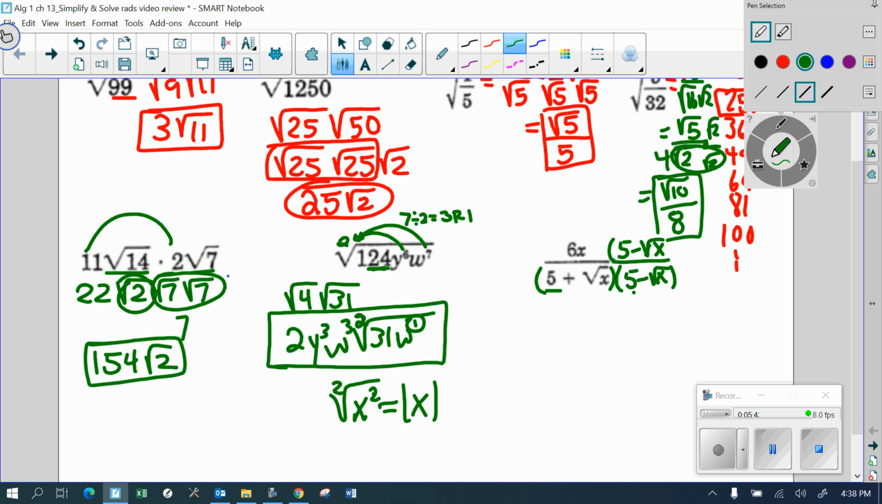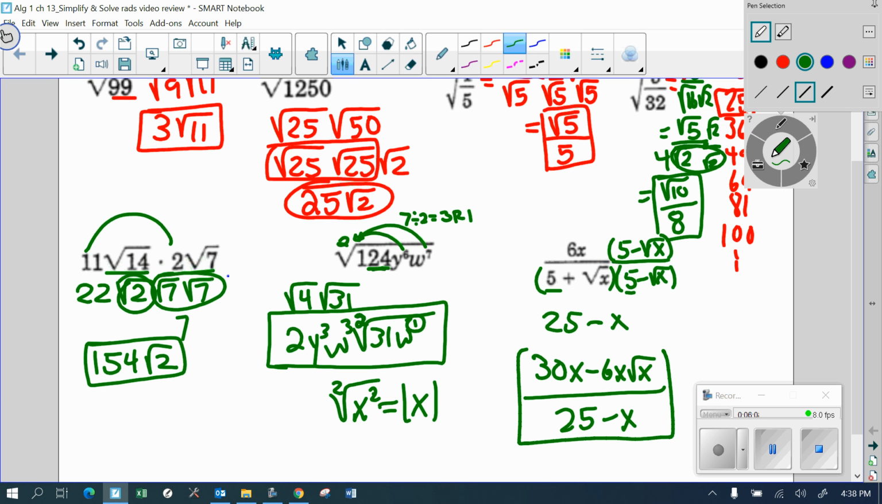And I just have the first term squared and the second term squared. The first terms multiplied together, that's 25. And the last two terms, plus square root of x times minus square root of x is minus x. And now notice there's no radical left. And then I have to go ahead and distribute that 6x through there. So I end up with 30x minus 6x root x in the numerator over 25 minus x. And there is my answer right there.